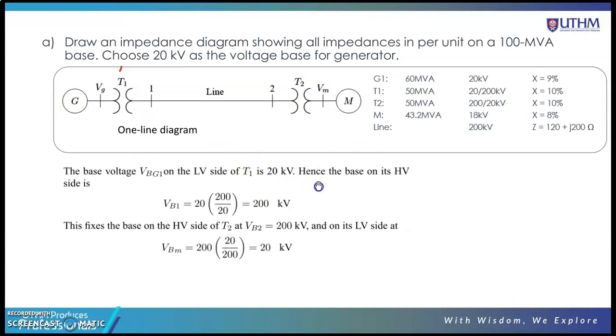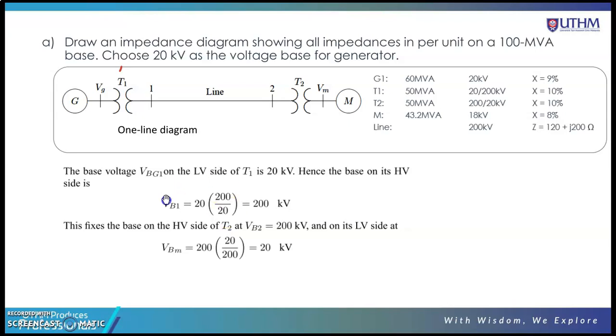Hence the base value on its high voltage side, by using the turn ratio of the transformer, V base at the high voltage side, we call it VB1, equal to 200 kilovolt, because V2 over V1 equals N2 over N1. That is the transformer ratio. This fixes the base on the HV side of T2.